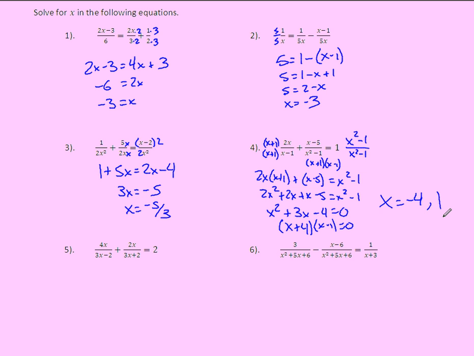Something to pay attention to, positive 1 is an answer for the denominator. So this actually technically is an extraneous solution. If you notice that, that's great. If you just get the 2 answers, though, that's what I'm looking for right now.